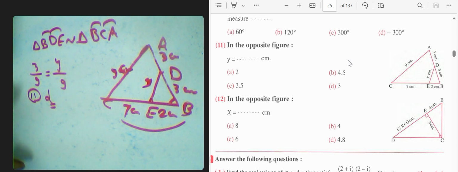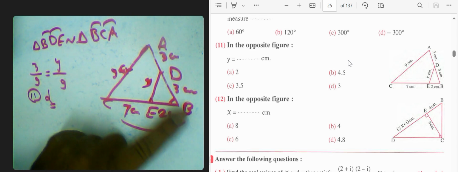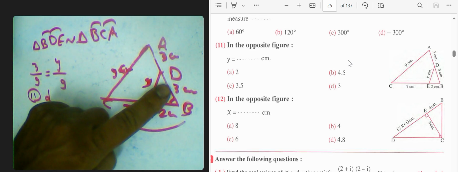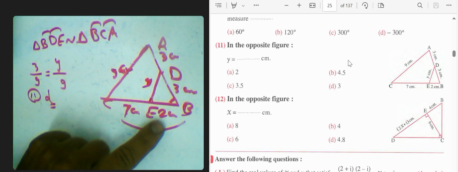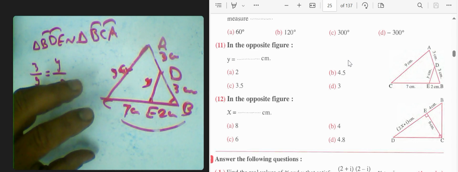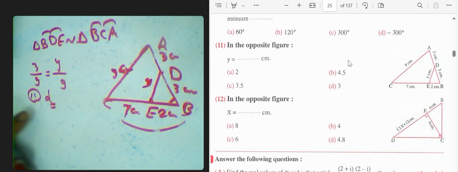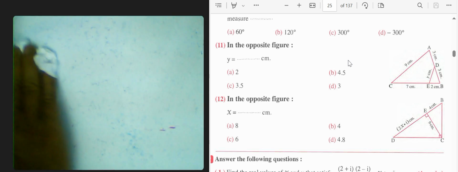Understood? Here, guys, focus: we write the ratio BD, BE, BC, CA. Right, 3 over 9 will be a third, and 2 over 6 will be a third. Then we have two triangles, BDE similar to BCA. Then the result will be letter D, 3 centimeter.